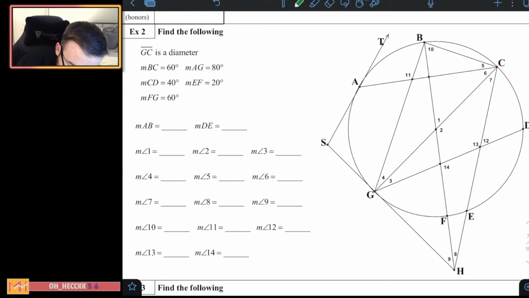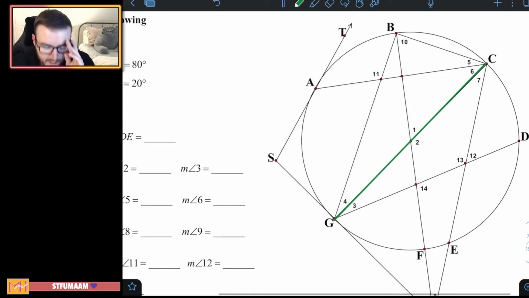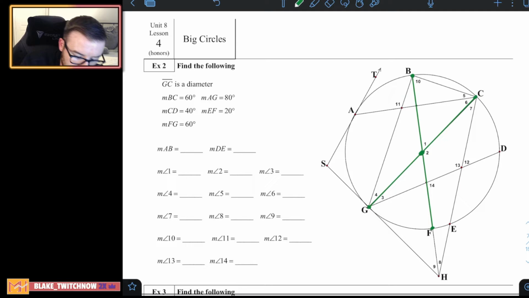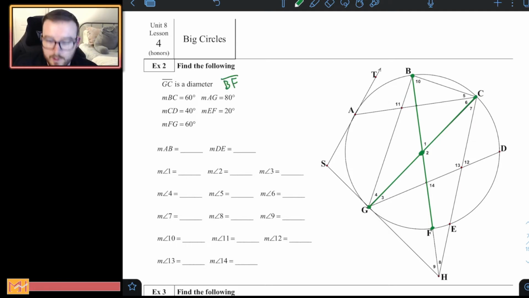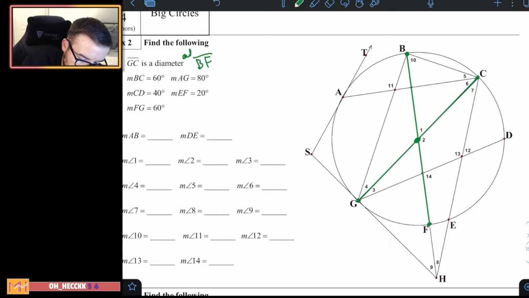So what do we know? GC is a diameter. And I had a question about this today in class, and I just want to clarify. Even if they don't tell you something is a diameter, if you know that it's a diameter, it's a diameter. You don't have to be told. If it goes through the center and it goes from edge to edge, that makes it a diameter. Okay? The drawing is not meant to be misleading. So I'm going to tell you plainly, even though it's not written, BF is a diameter. All right? I'm going to write that BF is a diameter.